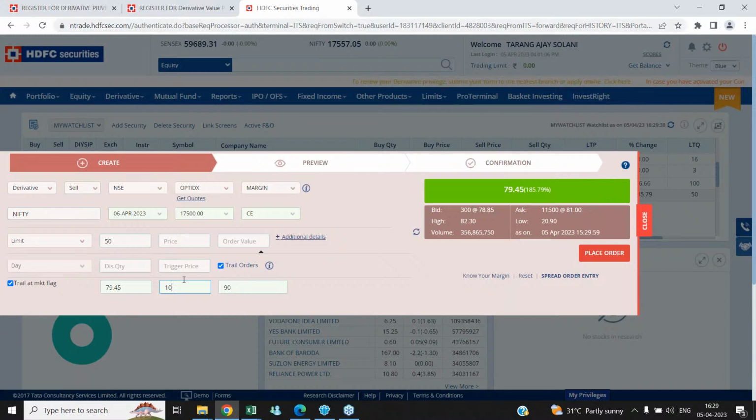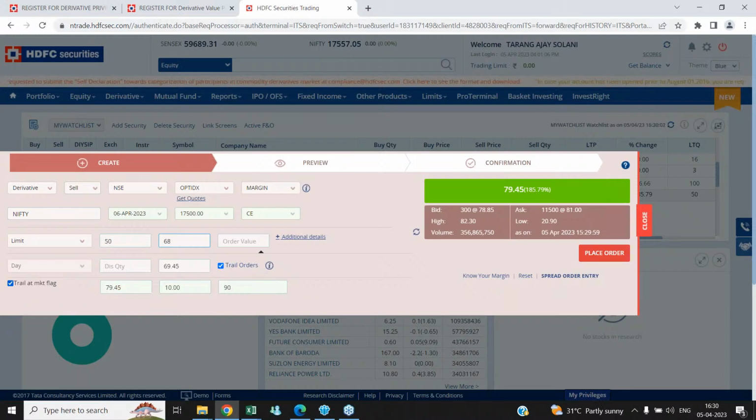Once I click on 10 rupees, automatically my first stop loss would be at 69 rupees, and I need to feed in my limit price, because in stop loss you have to feed in two prices, that is limit and trigger. Suppose I feed limit price at 68 and I place this order. So my stop loss order and target price order both will be initiated. However, this is a trailing stop loss order and not a normal stop loss order.